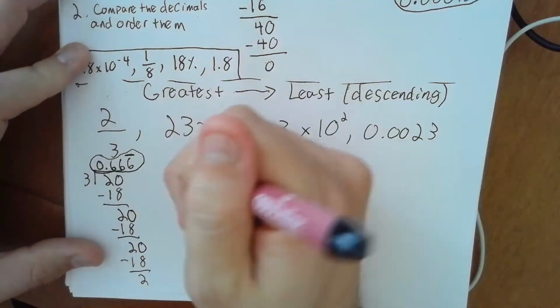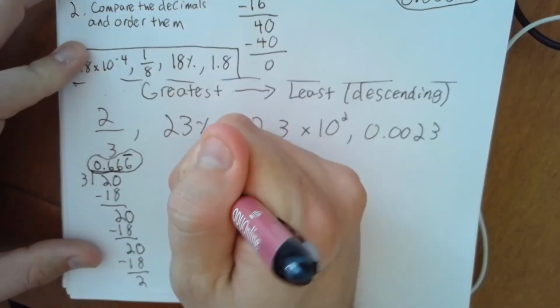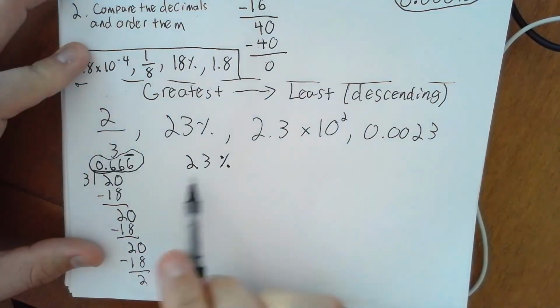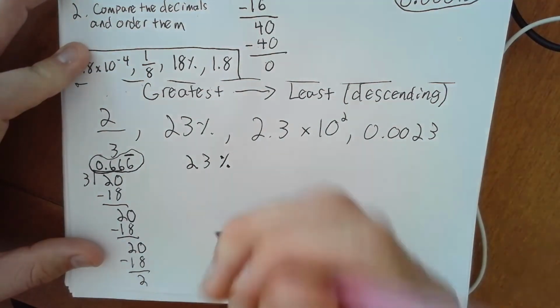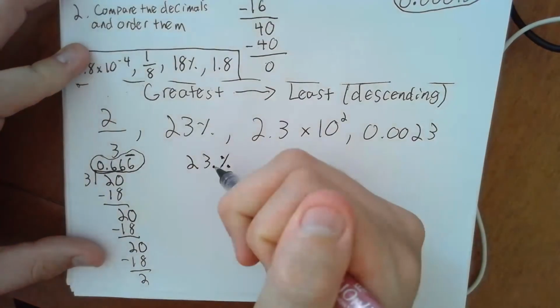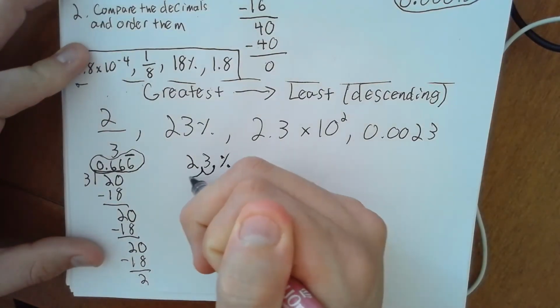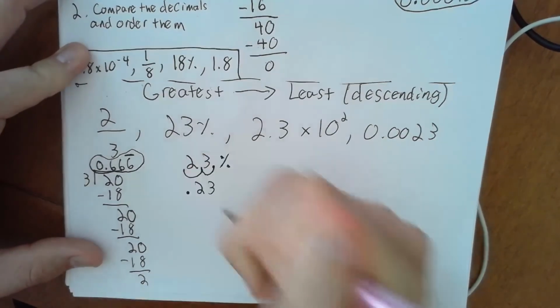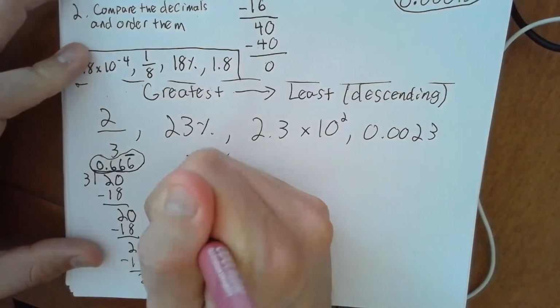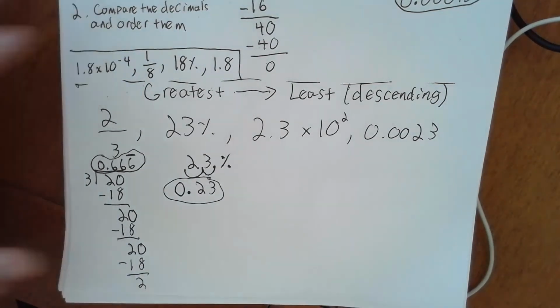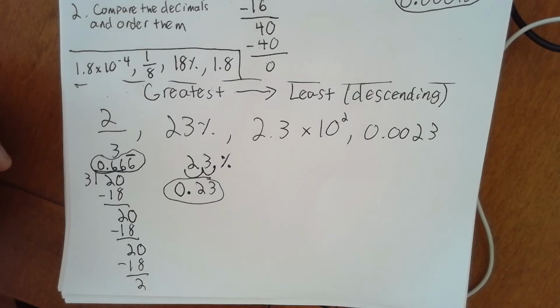Let's do 23%. So 23, once again, is a whole number, so there is no decimal that's visible. It's really invisible behind the 3. And what we need to do is move it twice. Once, twice. And we get 0.23. Tack on a 0 out in front. So 0.23 is 23% written in decimal form.